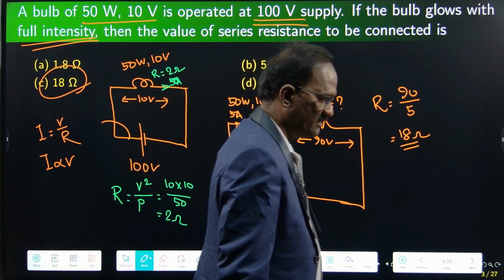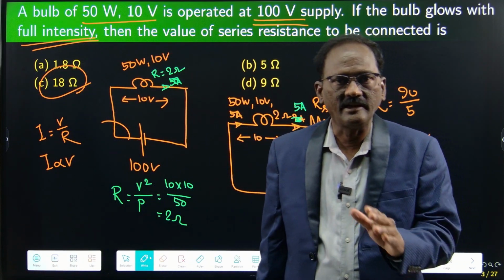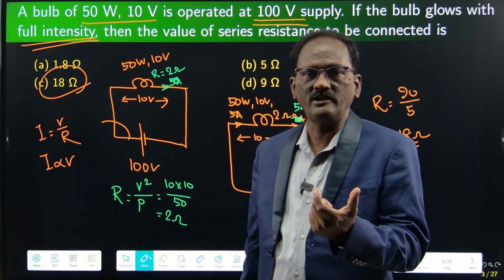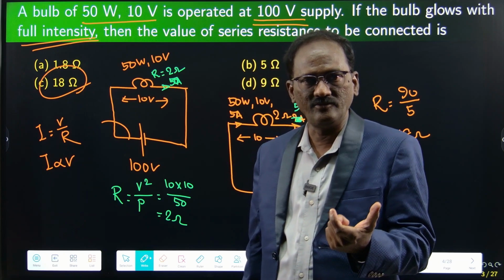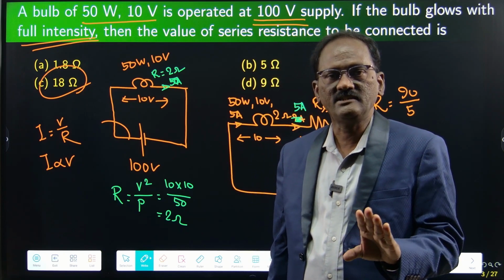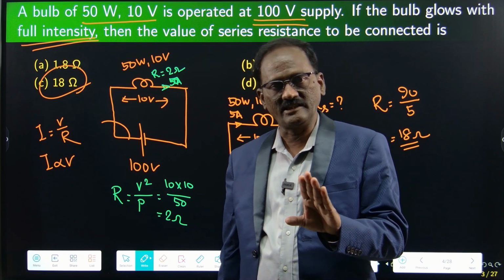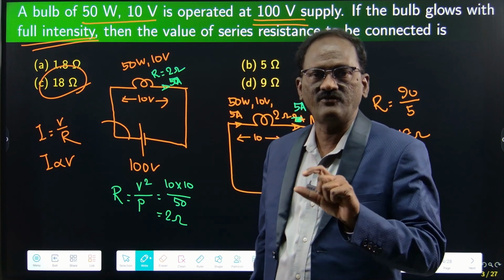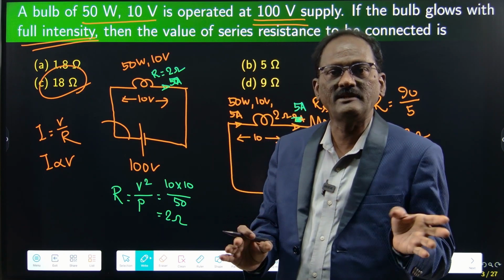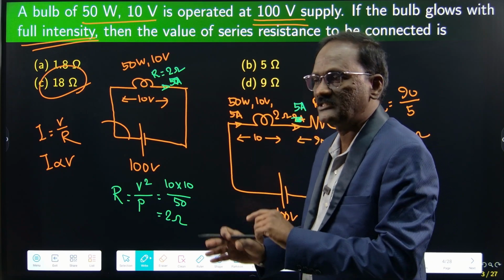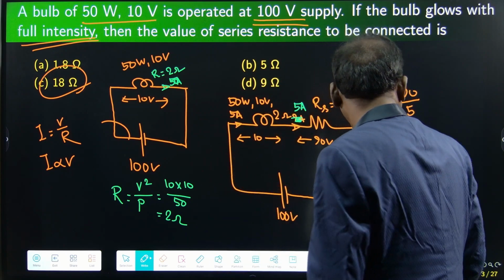Safe, right? So in the previous case, we reduced the voltage. If we reduce the voltage, the brightness level of the bulb will be reduced. If we increase the voltage, the brightness level won't change, but it is not safe for the bulb. So we have to drop the excess voltage by adding one series resistance. That is the question here.